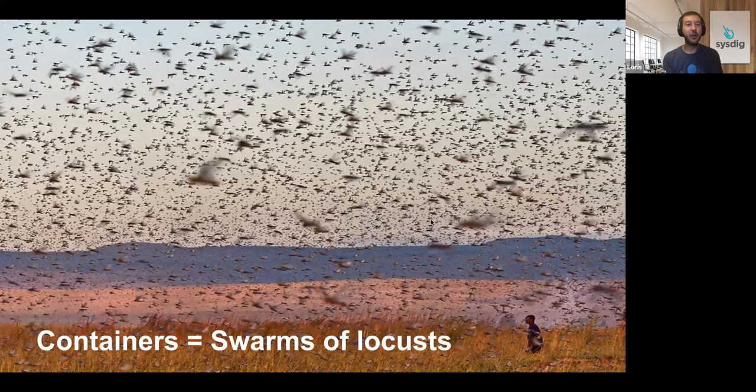Now we're going from cattle to locusts. Why? Because now our entity of computing, our unit for our applications, for our services, is the container. Containers are small. They can move from one place to another pretty fast because there's an orchestrator like Kubernetes that can take them and move them to different places or reorganize them based on the workload, and generate a quick expansion or reduction in the number of containers. There's many of them. It's harder to keep track of them.